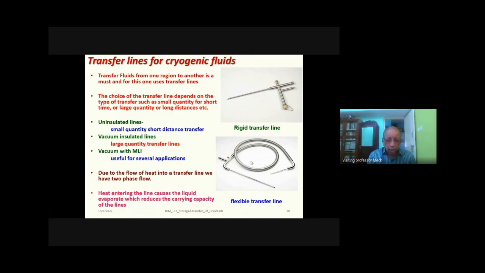You certainly require a vacuum insulated transfer line. And vacuum insulated lines are generally useful for large quantity transfer, for a longer length, etc. So vacuum with MLI is also very useful for several applications, for experimental systems transfer, etc. For continuous transfer over long lengths and long times, they are quite useful.